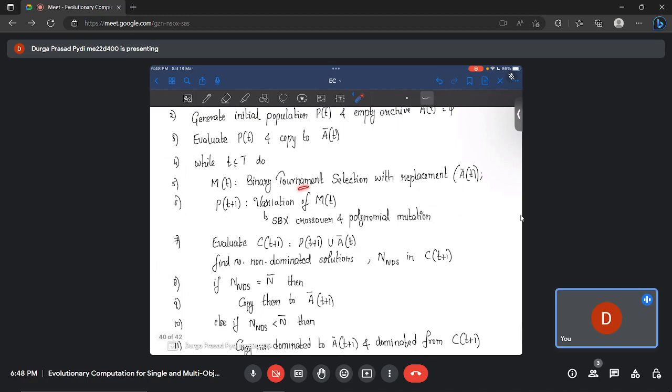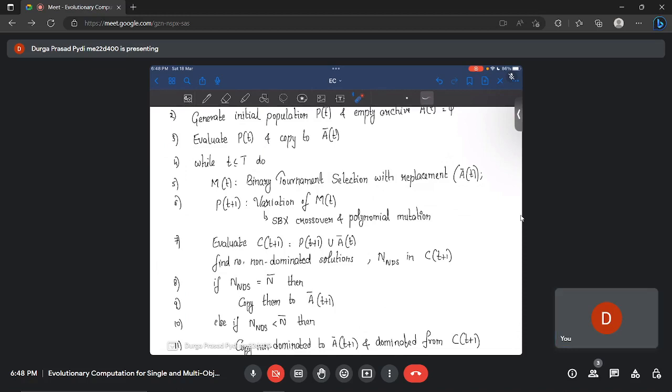So when you apply, the first step is actually to do the tournament selection. You pick the individuals from your archive and do the tournament selection. It's the same binary tournament selection we have used in RGA. The only difference is here you pick the individuals with replacement. SBX is for crossover. For the binary tournament selection, the only difference is here you do it with replacement.